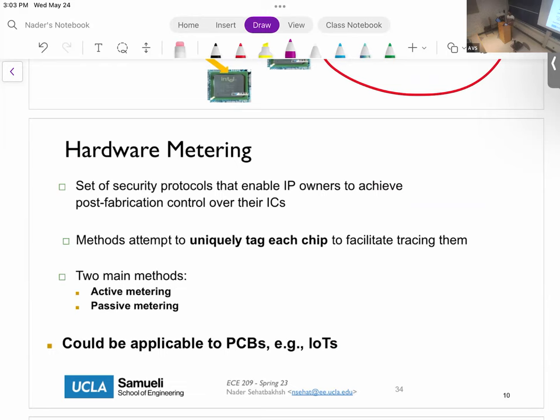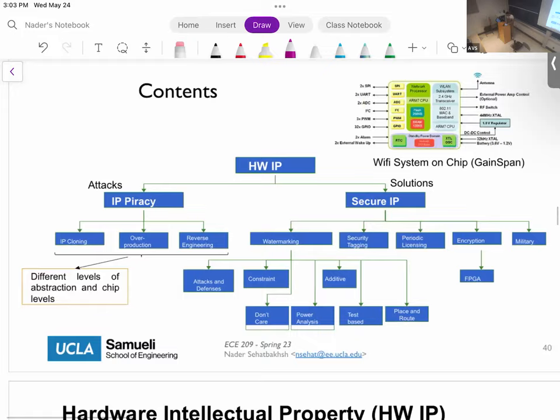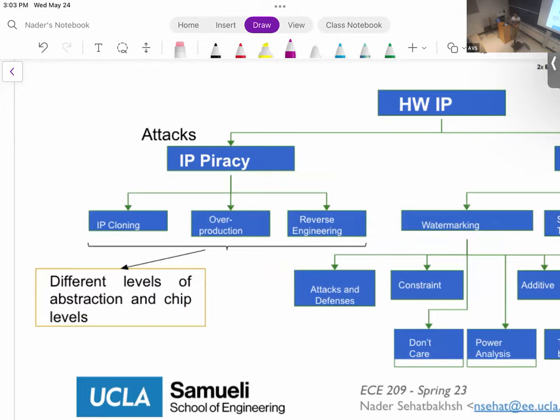The other thing that we need to be worried about is piracy, right? So the idea of piracy is that the IP could be cloned, could be overproduced, or could be reverse engineered, right? And as I said, either the system integrator can do this to the IP owner, or the fabrication company can do this to either the system integrator or the IP owner. And so we need to also prevent these things from happening.